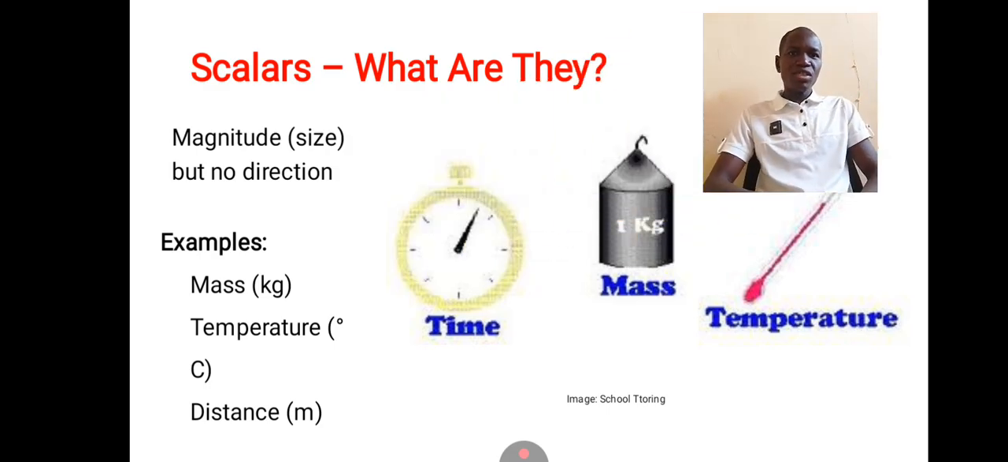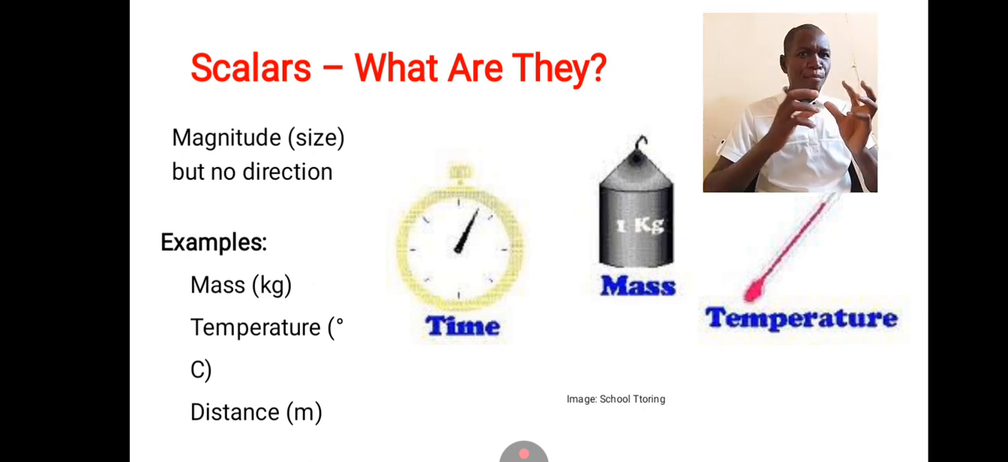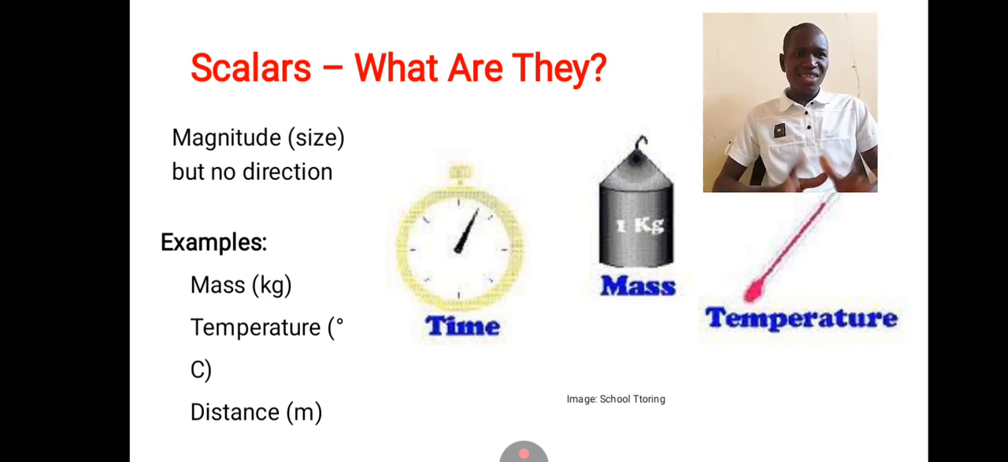What are scalar quantities? Scalar quantities are quantities that have magnitude, but they don't have direction. What do we mean by magnitude? It means they can be measured, they can be quantified, but without specified direction. Examples of scalar quantities are time, mass, temperature, distance. There are many. We are going to look at them, of course.